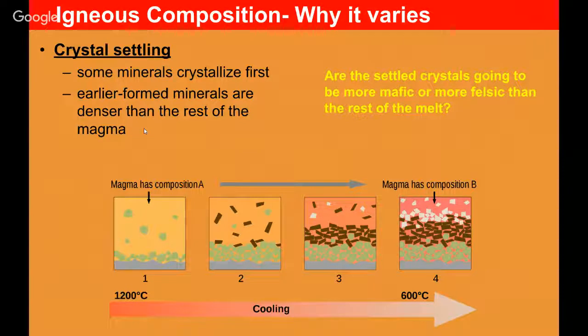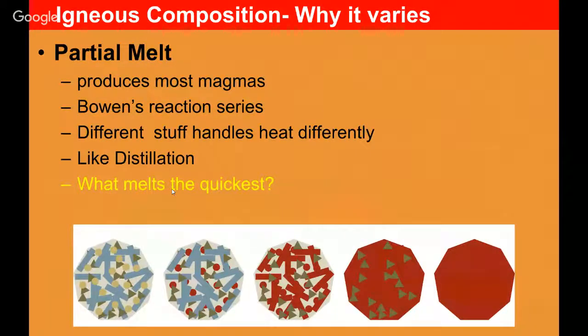This is the first of those three different ways you can get different compositions, known as crystal settling. The minerals that are starting to settle out of the magma are more mafic and they crystallize at a higher temperature. Those will slowly settle out over time, and your magma slowly becomes more and more felsic as a result.